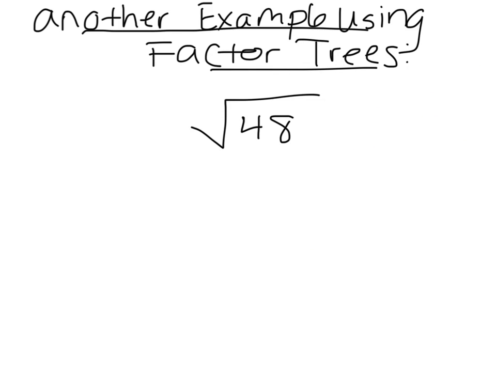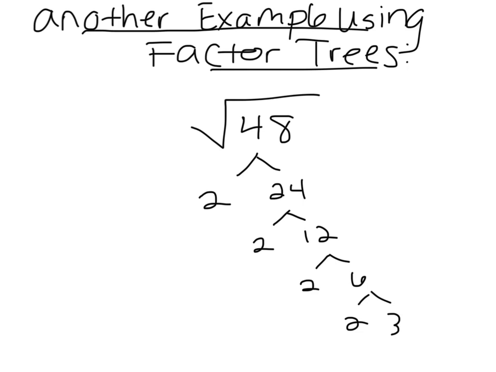Let's take a look at another example using factor trees. I have the square root of 48. I want to simplify it, so I'm going to break 48 up into its prime factors. I personally always like to start with 2 because I know 2 is a prime number. So 2 times 24 gives me 48. 2 times 12 gives me 24. 2 times 6 gives me 12. And 2 times 3 gives me 6.